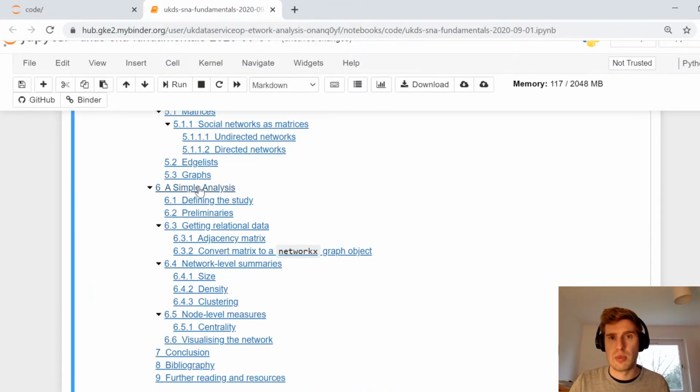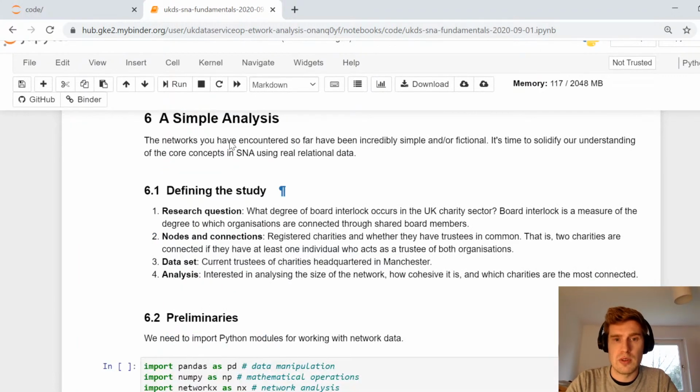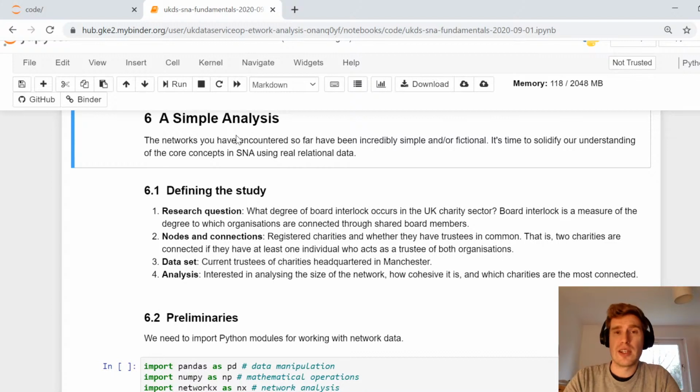which contains a very simple real example of some social network analysis that I conducted myself in my own research field. I'm just going to head down to this section of the notebook here. What I was interested in is UK charities, and to what degree they're connected. There's a long-running organizational sociology concept known as board interlock. That's the degree to which boards of companies or charities or public sector bodies are connected.